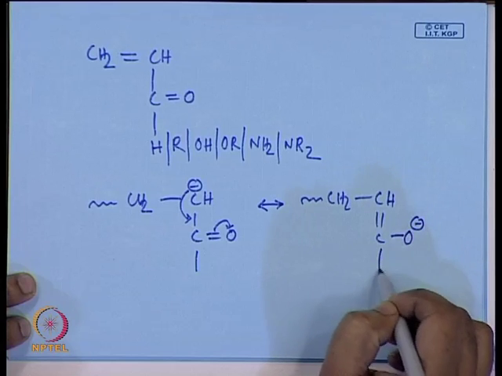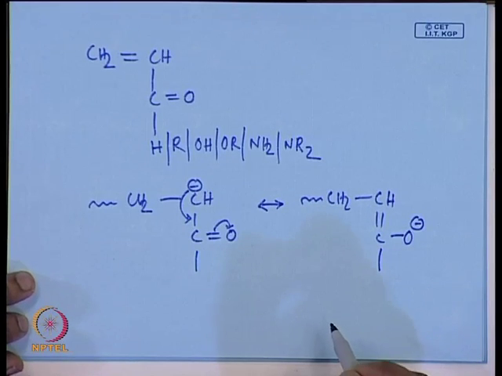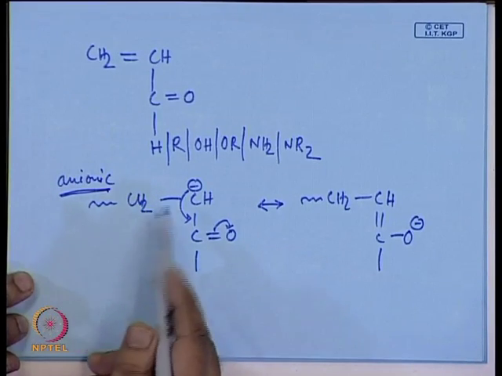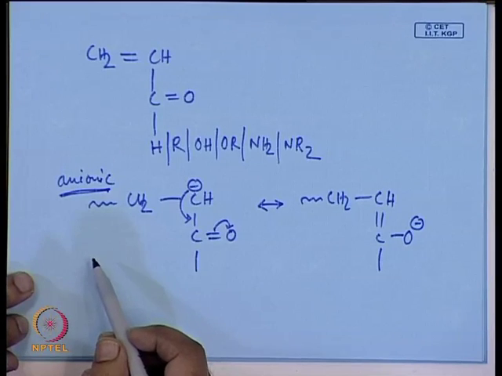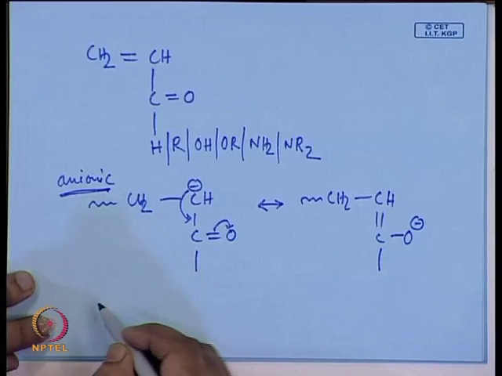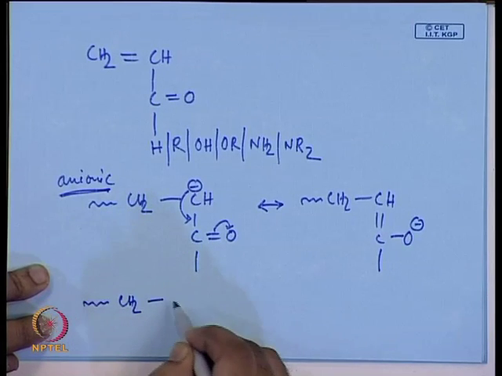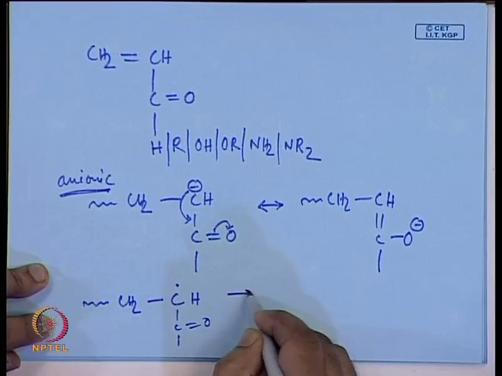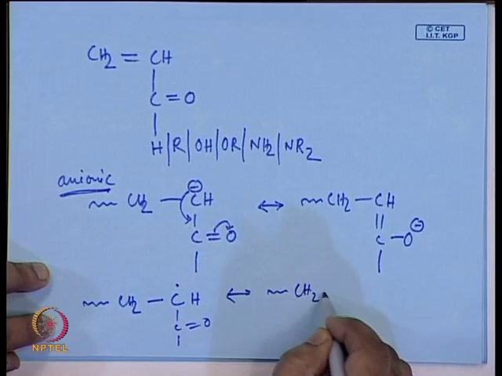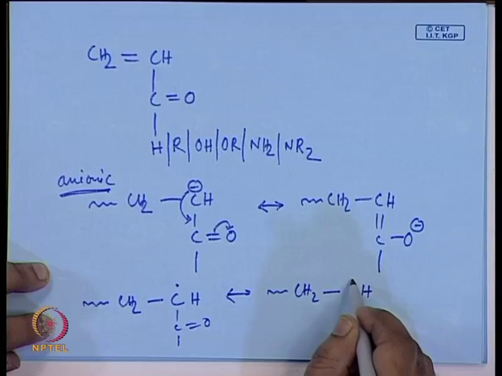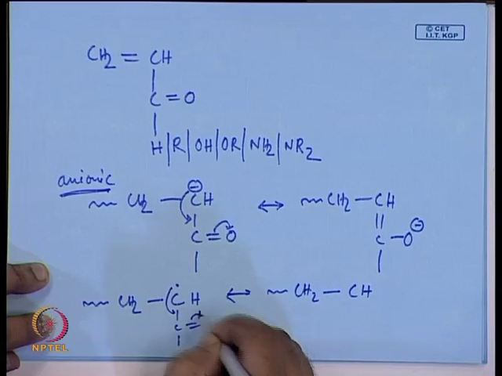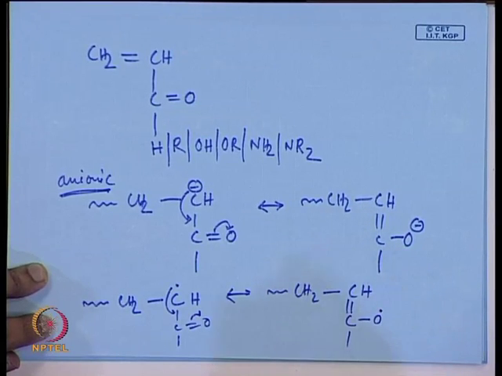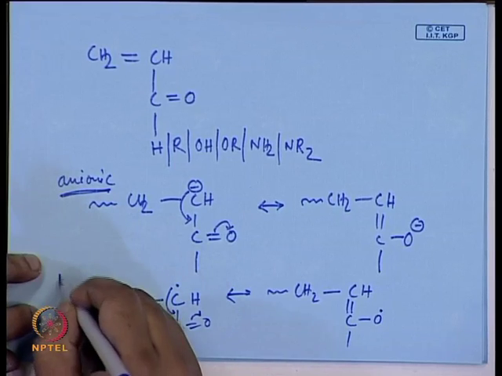and this will form this. So, this is also another set of monomers which can be easily polymerized by an anionic initiator. Similarly, this can also be polymerized by radical polymerization, because again, like the earlier case, this can undergo resonance and form this.